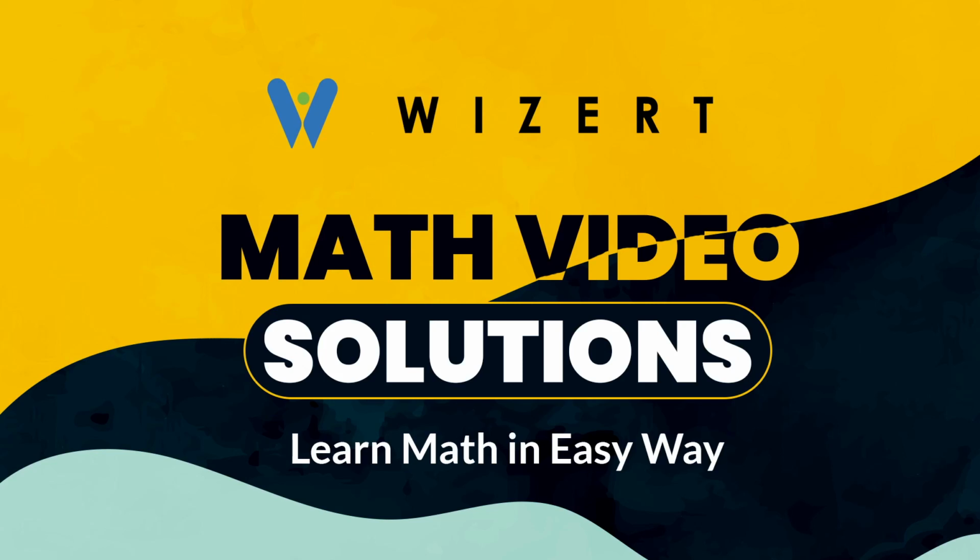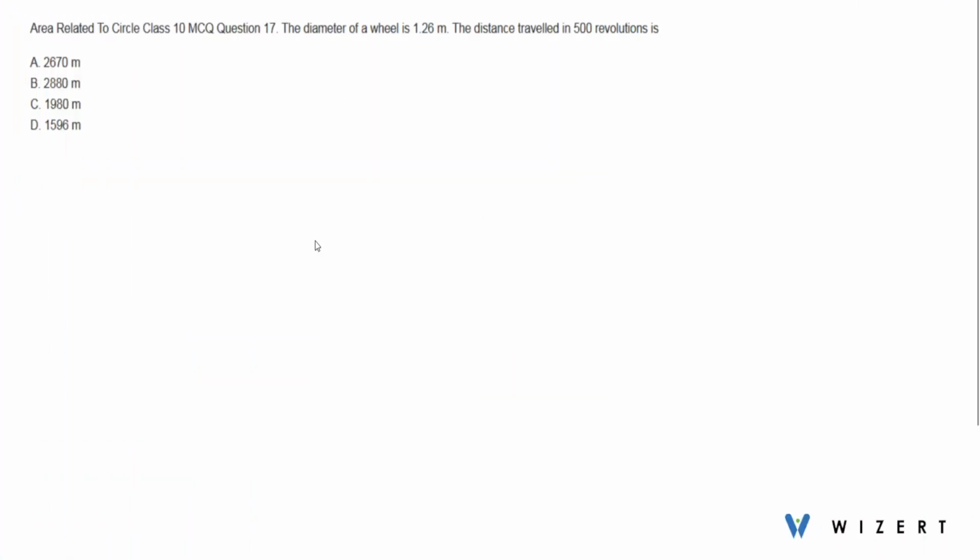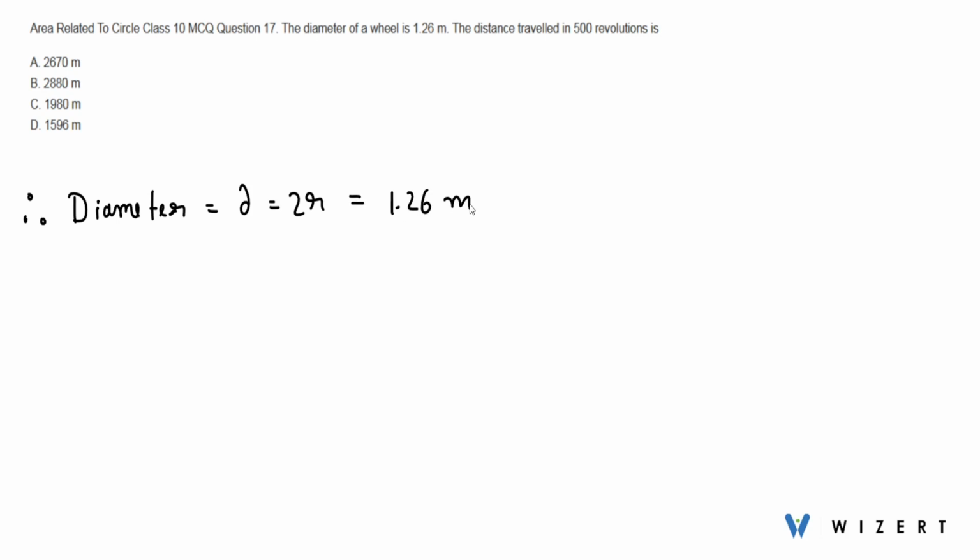So let's begin. According to the question, the diameter of a wheel is given as 1.26 meter and thus we have to find the distance traveled in 500 revolutions. So let's write the given data. So diameter of the circle represented by d, which is equals 2 times the radius, equals 1.26 meter.